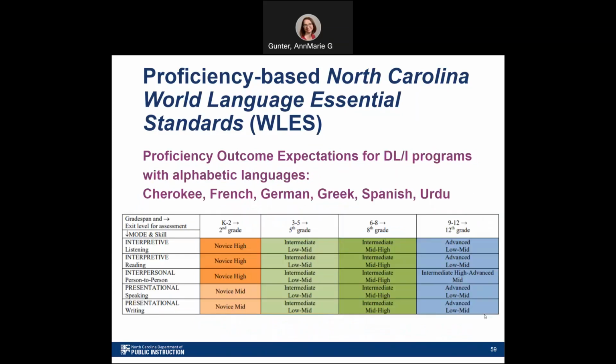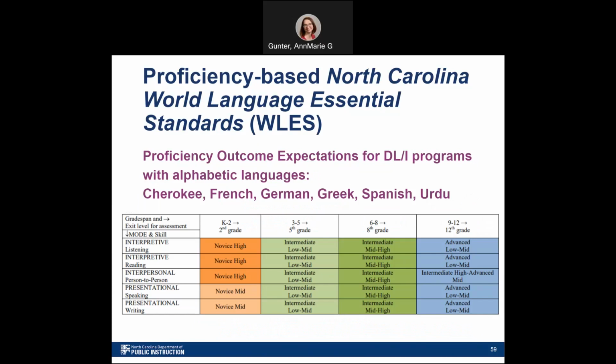Let's take a look too for our World Language Essential Standards about what those proficiency outcome expectations are for our DLI programs when we think about our DLI program languages. Here you see the chart from the standards for proficiency outcomes for alphabetic languages in DLI programs. Those include Cherokee, French, German, Greek, Spanish, and Urdu.